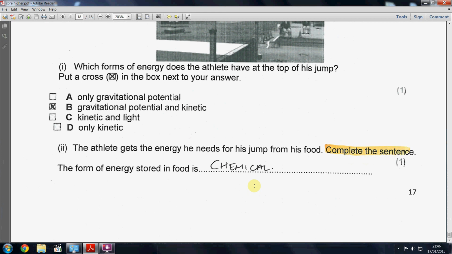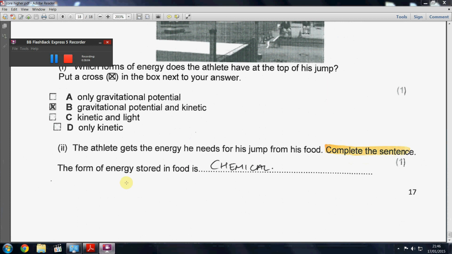Okay, that's the end of the paper. I hope this screen record video has helped you fill in the blanks for the mistakes that you made.